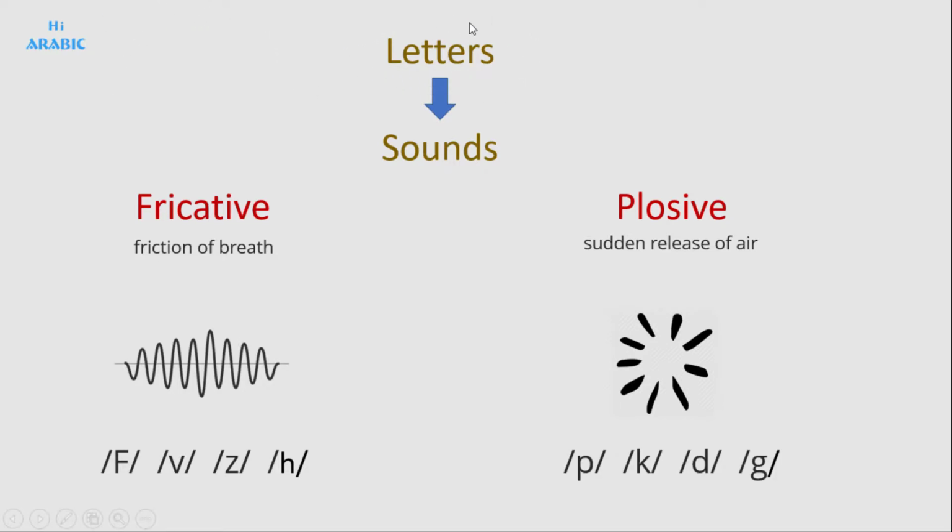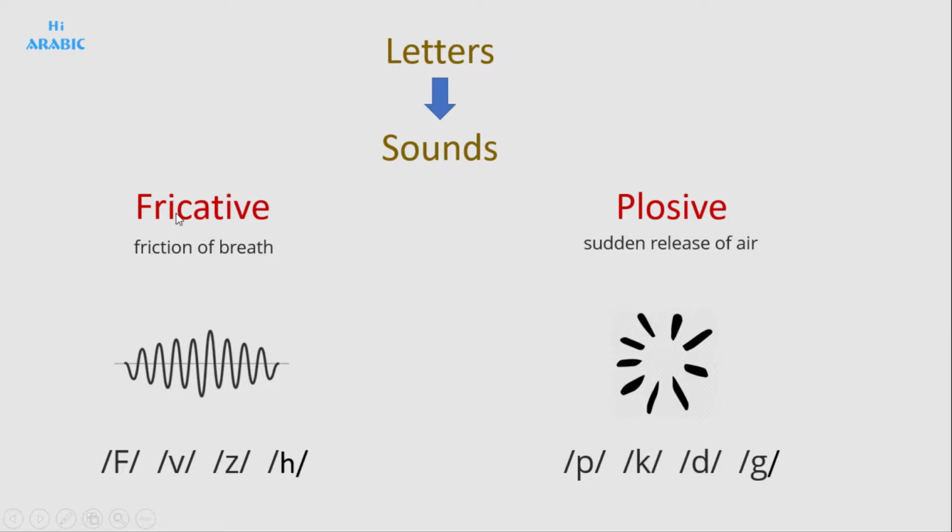Actually, in any language, the letters are making sounds. For example, the F letter is making the sound F. The V letter is making the sound V. And let's say, for example, the G letter is making the sound G. Okay. And the sounds in any language have two types as well. So we have fricative sounds and plosive sounds. And the meaning of that, I will just explain now, so you can differentiate between the types of the sounds so that you can pronounce the sounds better.